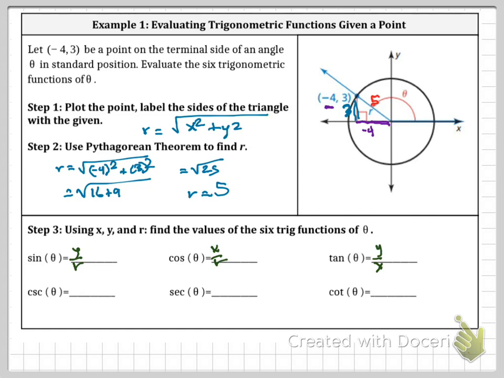So if we know this is true, then sine of theta, y over r, is equal to 3 over 5. Cosine of theta is negative 4 over 5. And then y over x is 3 over negative 4. Then for the others, you just do the reciprocal. So 5 over 3, negative 5 over 4. And this is negative 4 over 3.